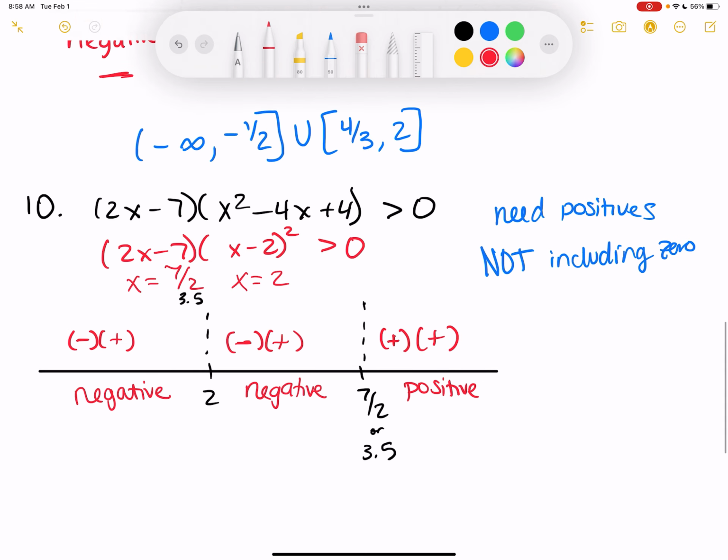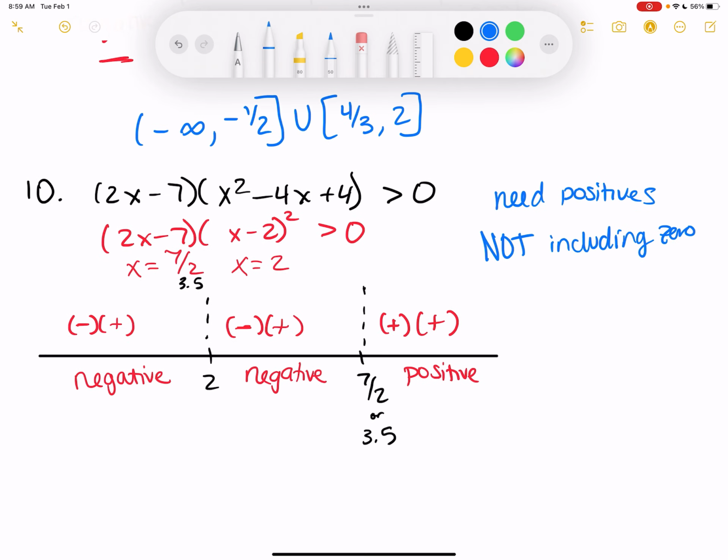So our solution, you want positives, so it's only that one: 7 over 2 to infinity. Yep.